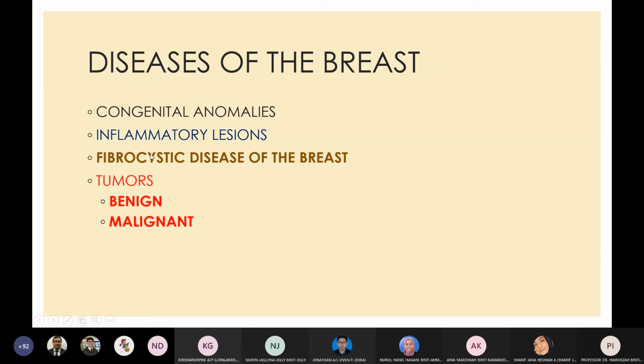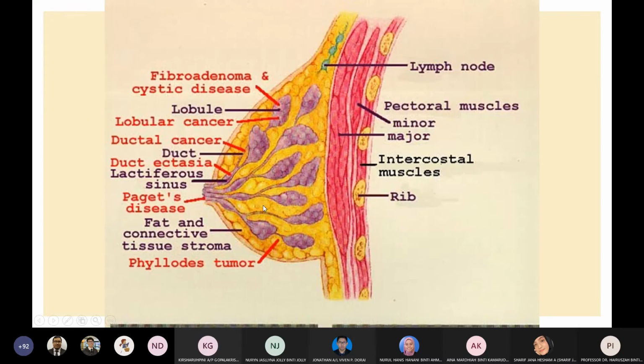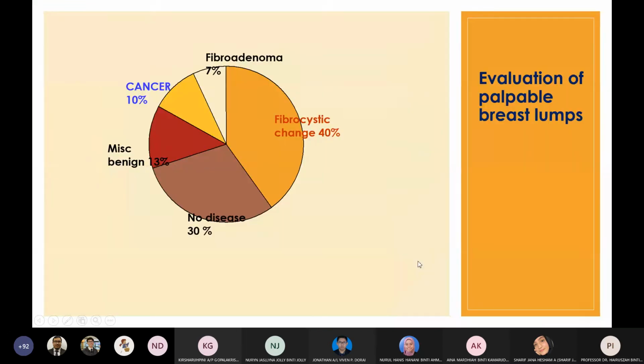But I will just discuss a bit on fibrocystic disease. Why is it important? Because some cases of fibrocystic disease can predispose to or have a pre-malignant focus that can give rise to cancer of the breast, right? This is just to show you a picture, and where you will find, we will discuss fibroadenoma, cystic disease, the cancers, Paget's disease, Phyllodes tumor, right?